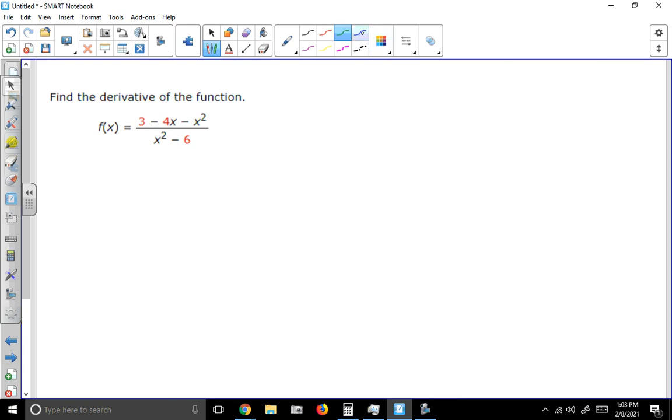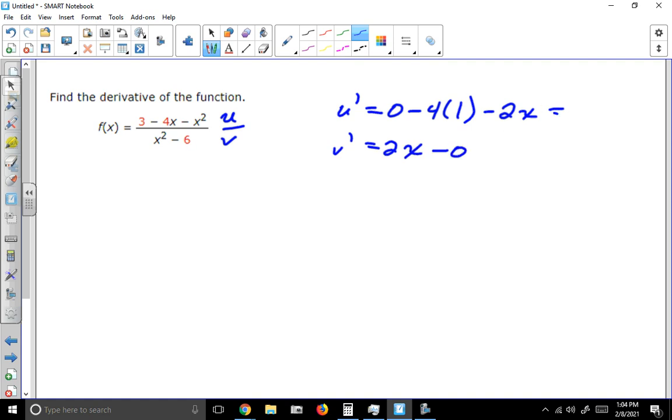Okay, here we have a quotient. So we're going to use the quotient rule. So we need u prime. If we take the derivative of the top, the derivative of a constant is 0, minus 4 times the derivative of x, minus the derivative of x squared, so bring the 2 down, x to the 1 less power. And then v prime, the derivative of x squared, 2x to the 1 less power, and the derivative of a constant is 0. So for u prime, we get minus 4 minus 2x. For v prime, we get 2x.